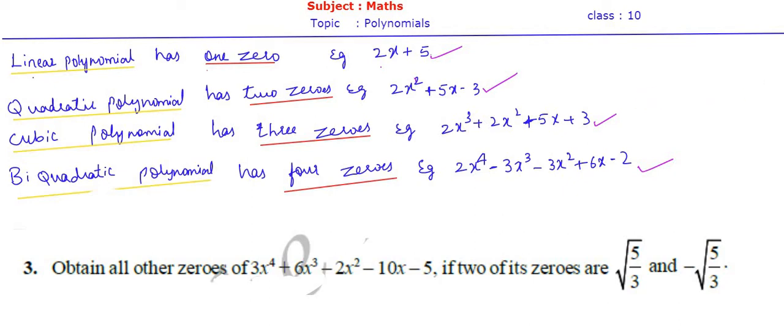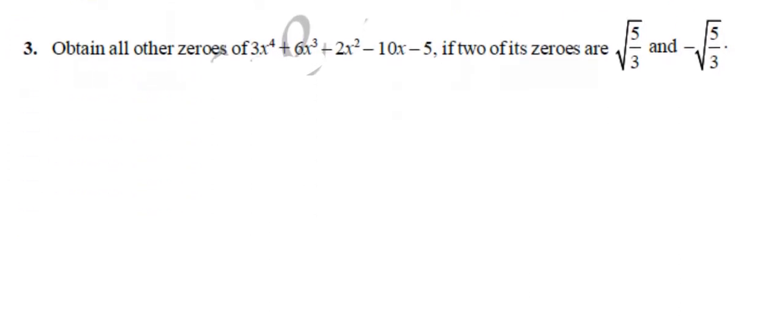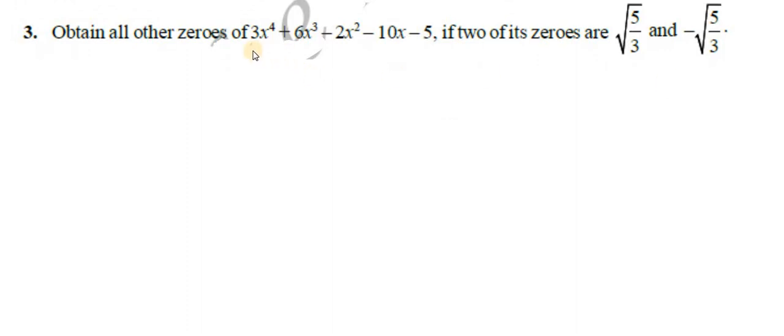So now here we have one problem. What does the problem state? We'll see now. Obtain all the zeros of 3x to the power of 4 plus 6x cube minus 2x square minus 10x minus 5, if two zeros are root 5 by 3 and minus root 5 by 3.